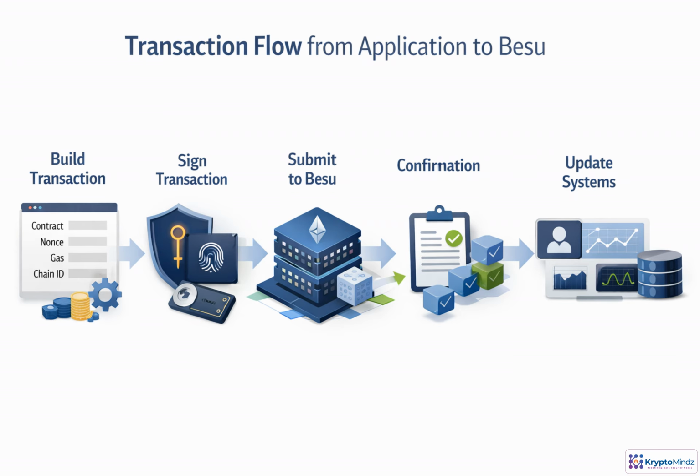A state-changing request is not written to the chain immediately. The application first builds a transaction with the contract call, parameters, nonce, gas settings, and chain ID. Then the transaction is signed by a wallet, private key, or signing service. Besu receives it, checks validity, shares it with peers, and includes it through consensus. Finally, the application reads the receipt. That receipt shows whether execution succeeded, reverted, or failed, so systems can respond correctly.